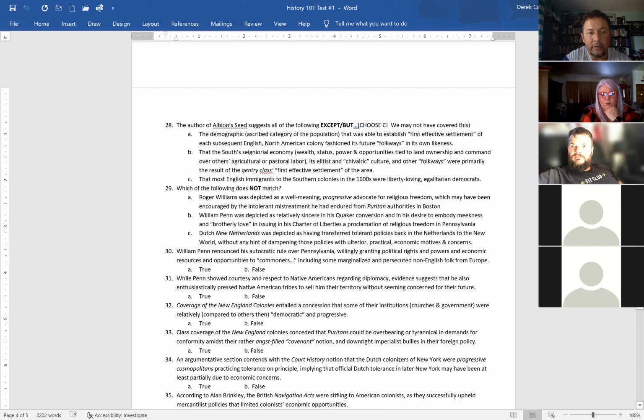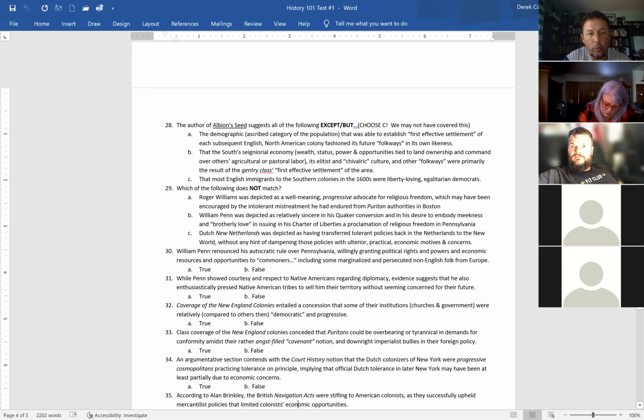All right, 30, William Penn renounced his autocratic rule over Pennsylvania, willingly granting political rights, powers, and economic resources and opportunities to commoners, including some marginalized and persecuted non-English folk from Europe. That was all in the first section on William Penn. So yes, I did praise him for doing such.